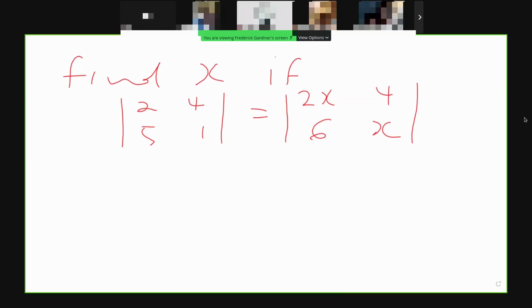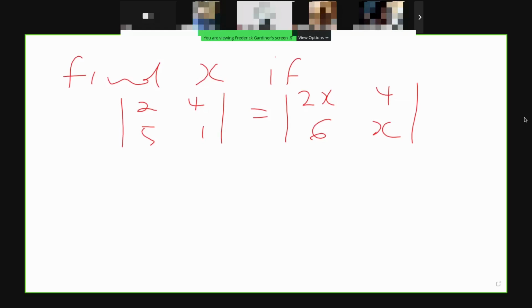What do you think you have to do? 2b equals 2x? No, this one we have to find the determinant first. The bar there is the determinant. It says the determinant of the matrix on the left-hand side is equal to the determinant on the right-hand side.